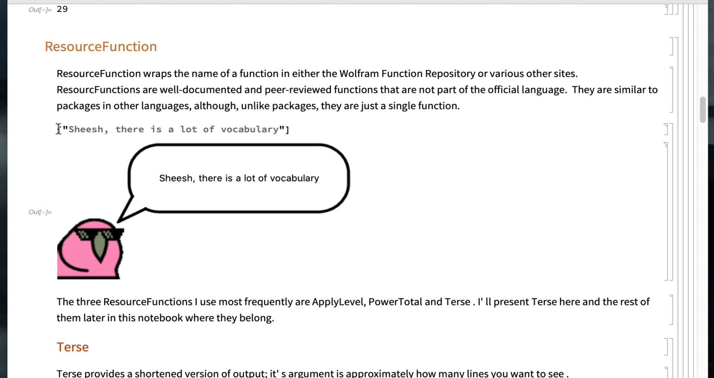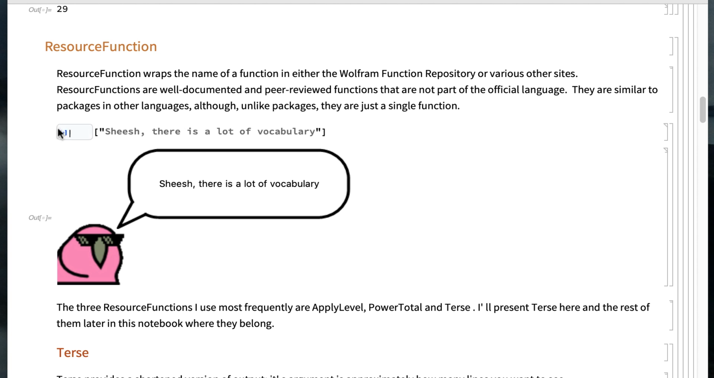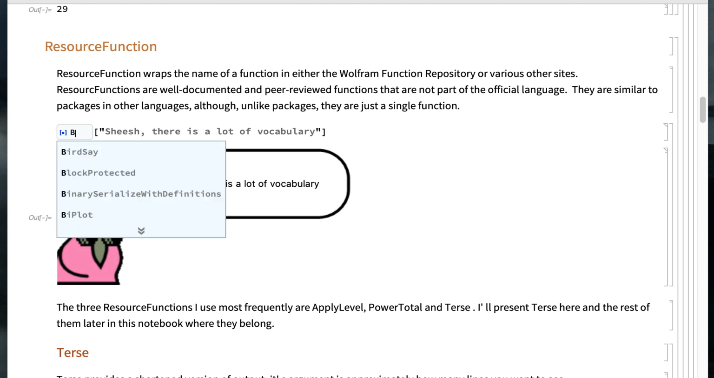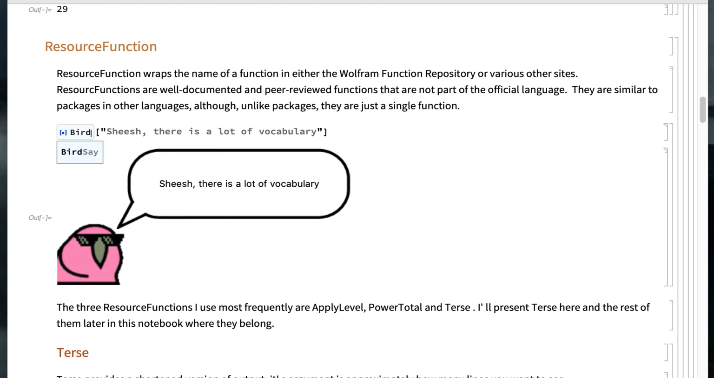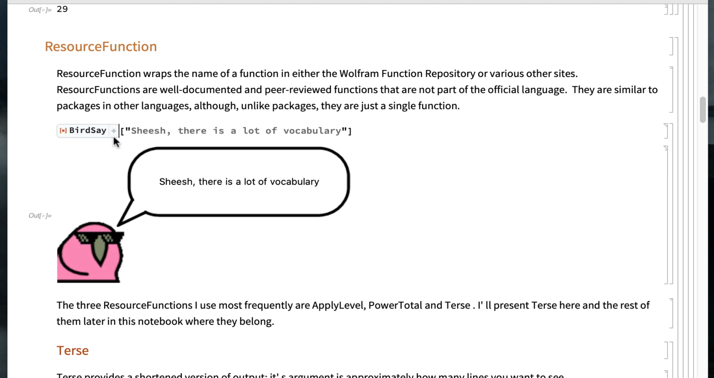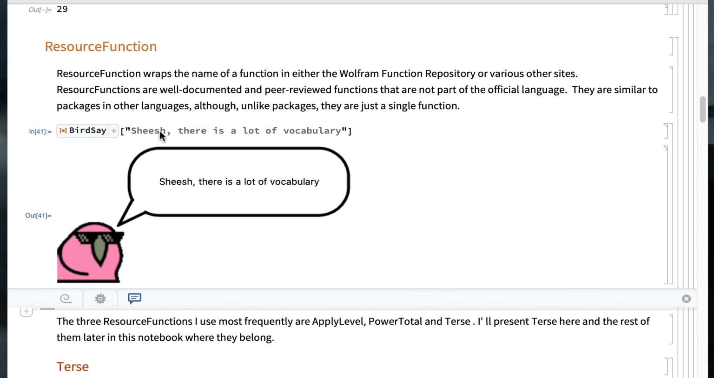I'm going to push down on my keyboard Shift, Option, Command, Apple, and R all at the same time, and I get this little box. I'm now going to type the name of the resource function, which happens to be birdsay, and you'll notice it's giving me a little help and suggesting that's what I mean. All right, and so there it is. I can get more information on it if I want there. I can get help, but for the moment, let's just run this function.